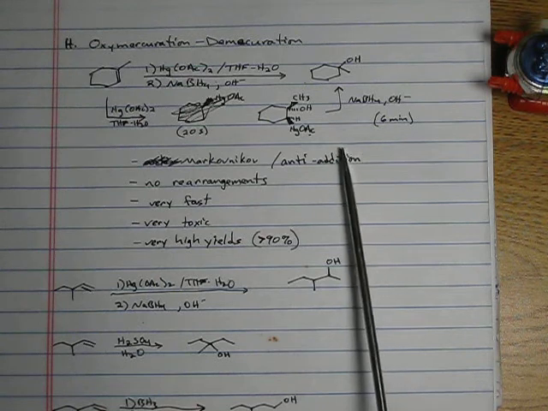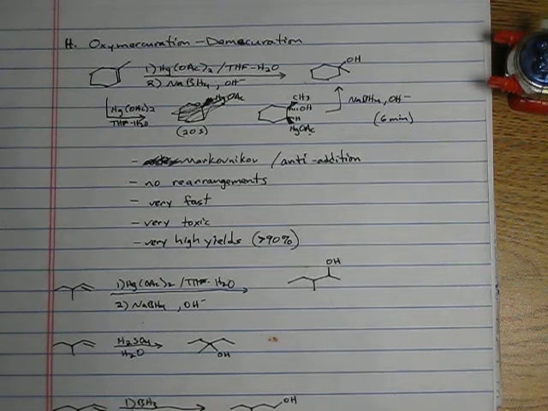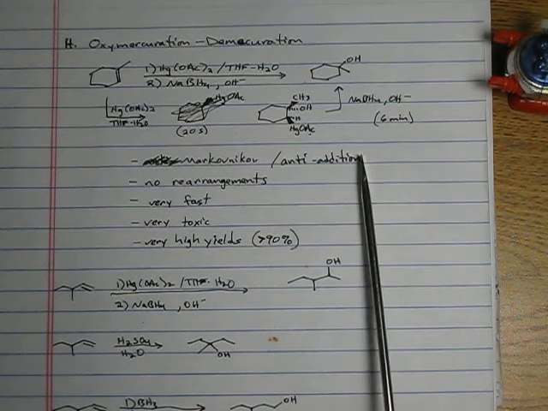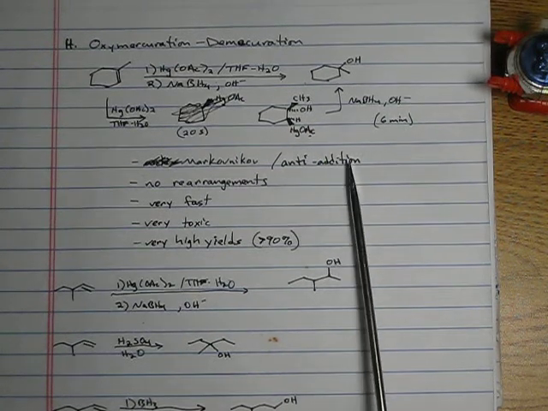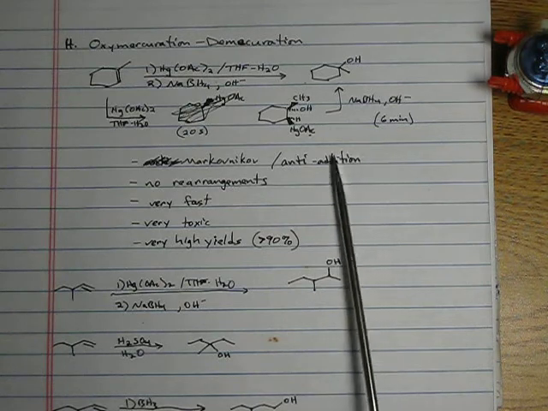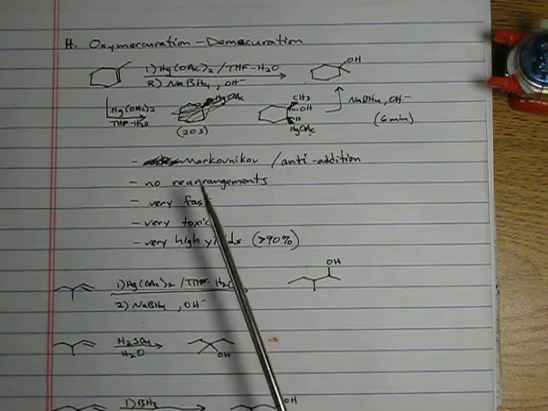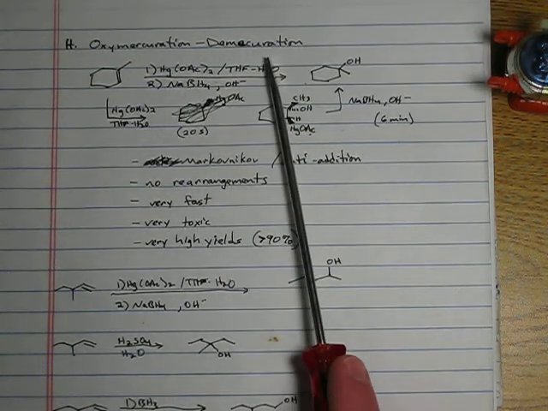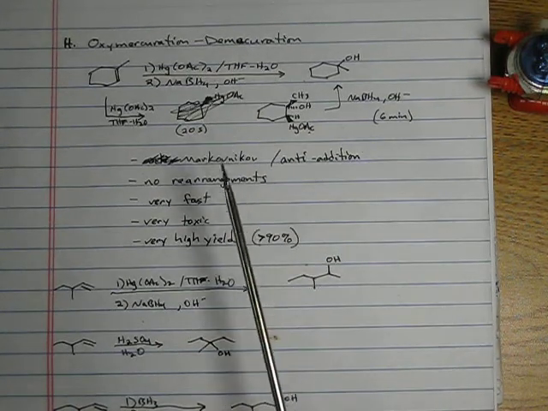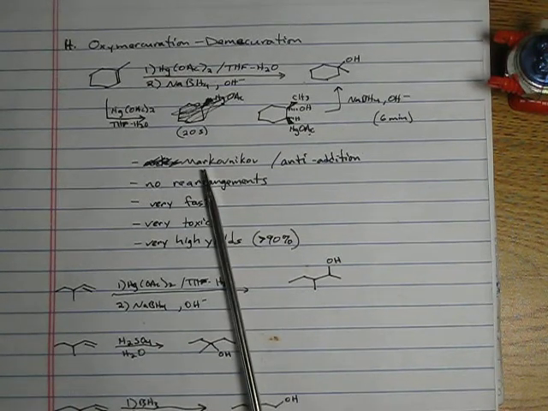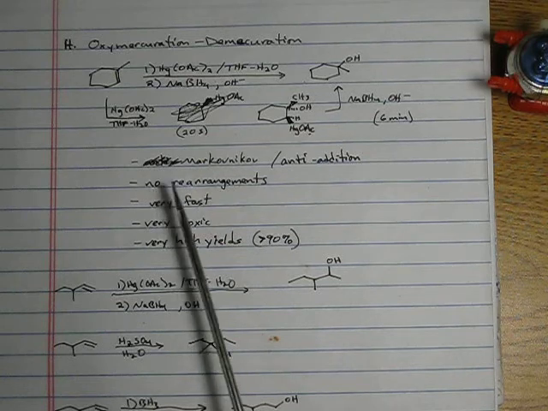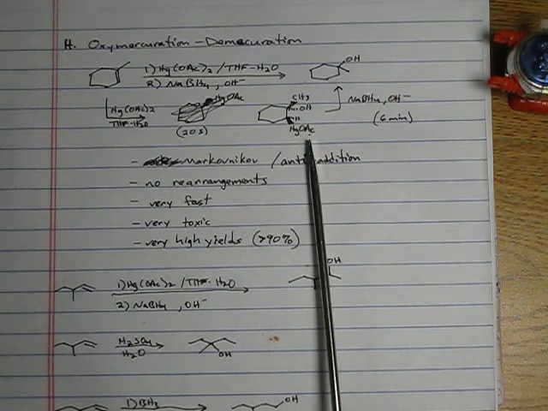Now, I've looked up and I can only find examples of anti-addition, but I have not been able to find any place that says it can only go anti-addition. So truthfully, I'm not 100% sure about the stereochemistry here. I've not been able to find anything that says anti-addition only, although all of the examples I've seen have been anti-addition. So why do this oxymercuration demercuration? Well, the big reason is, while it does Markovnikov's rule, like sulfuric acid, it does not go through the carbocation.